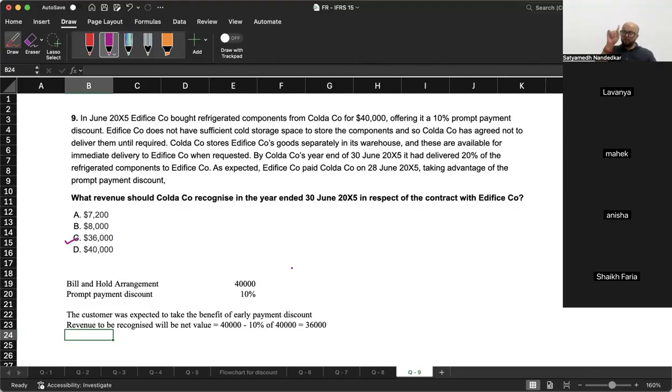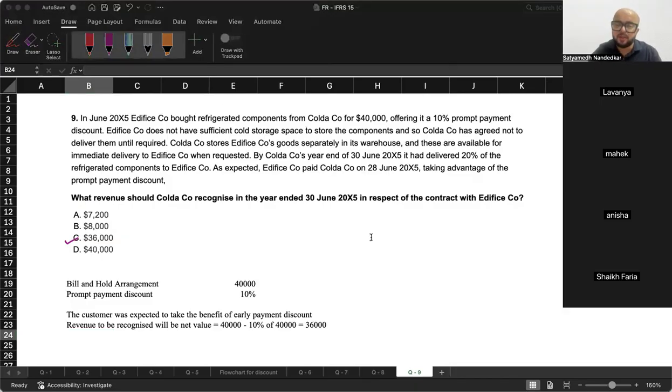Slightly different. You will have to go through the IFRS 15 का recording. There you will find the discussion on bill and hold arrangement. ठीक है. देख लो. Any questions that you have, please let me know.